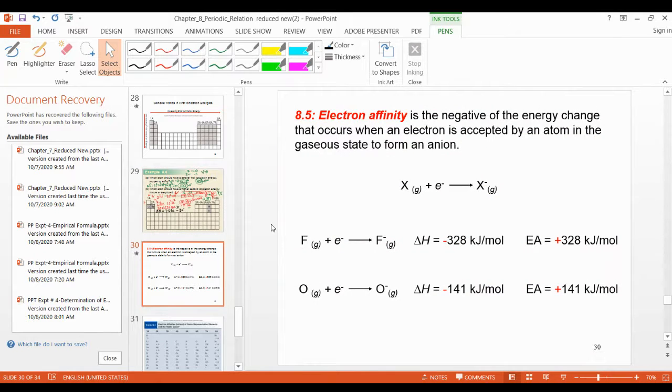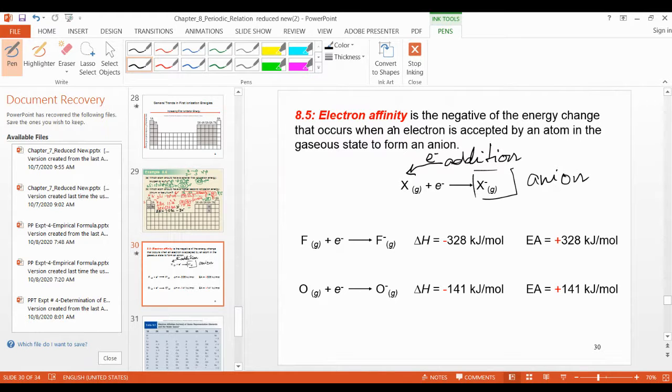Electron affinity, I will give you the brief idea only. Ionization energy is the energy to remove the electron, right? But electron affinity is opposite to ionization energy, the addition of an electron. It means the addition of an electron. On addition of an electron, you will get a negative ion, an anion. Right?